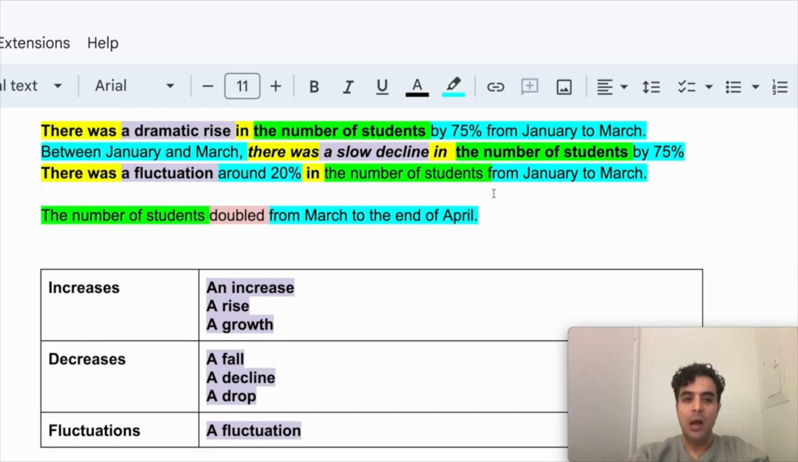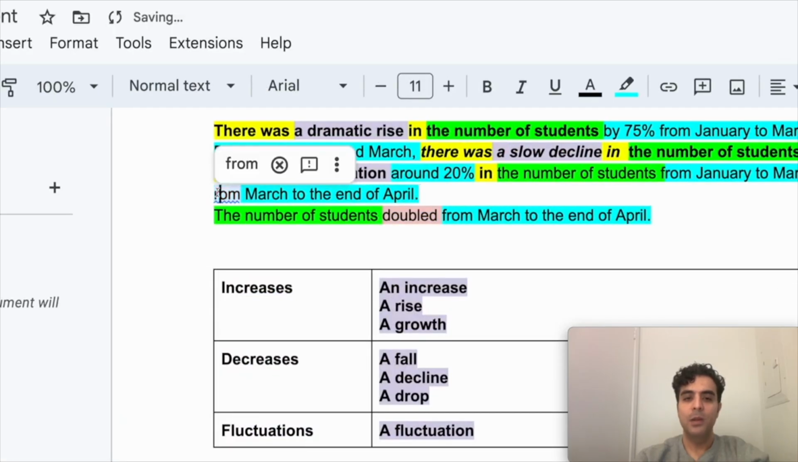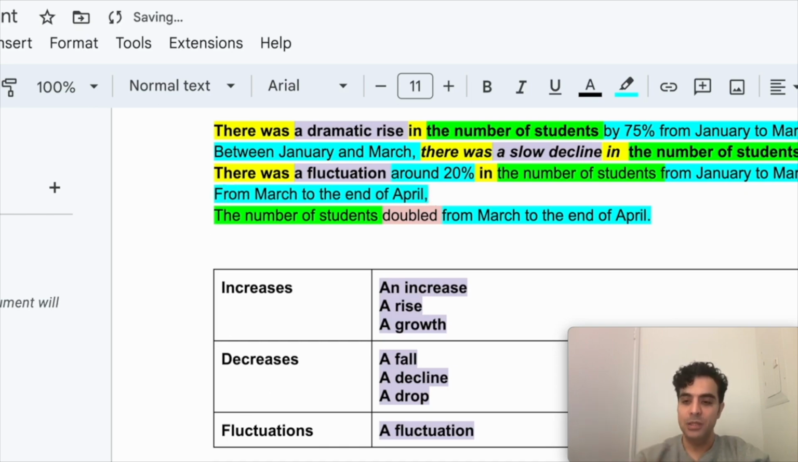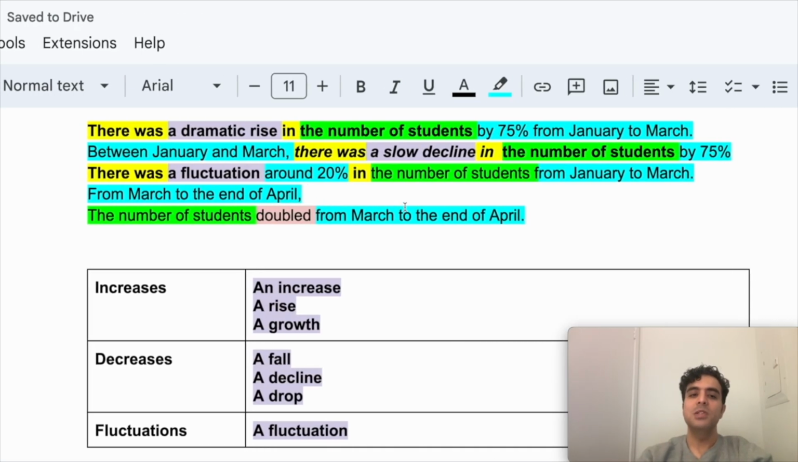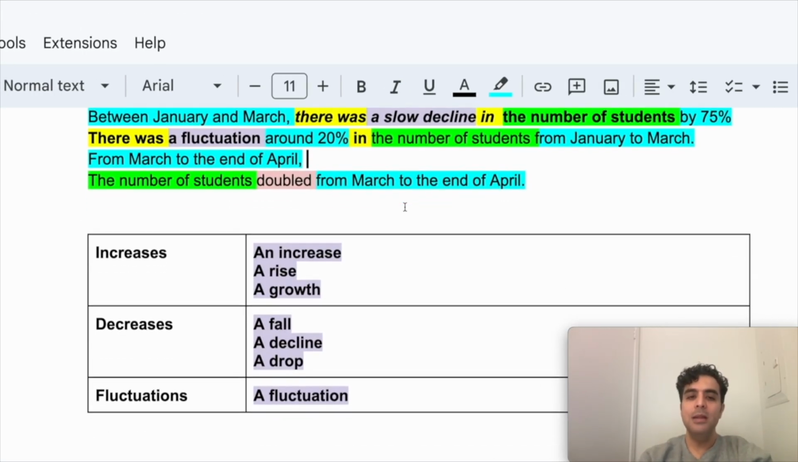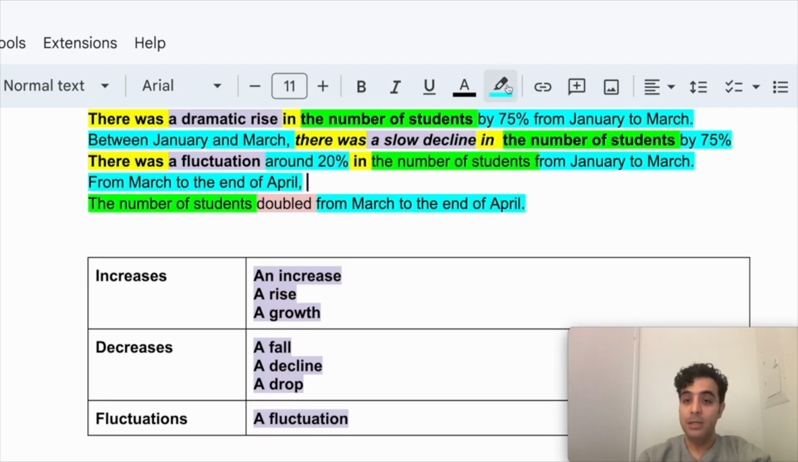And let's do this last one as well. So check it out. The number of students doubled from March to the end of April. So this time, once again, I'm going to start my sentence with an initial adverb. Just to demonstrate how these changes and these variations can be applied to your response. So from March to the end of April, and then I'm going to say there was.